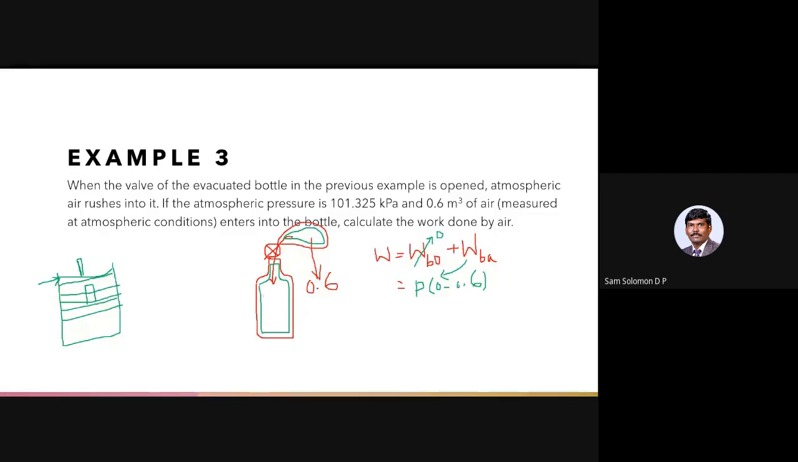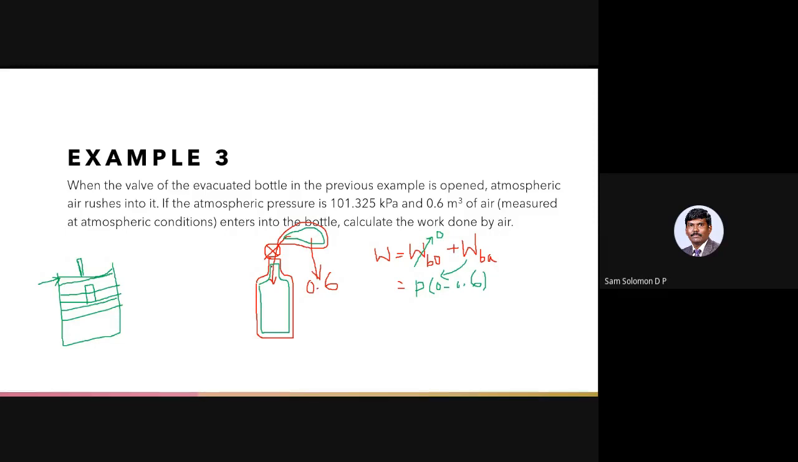So what would be the volume of the balloon here when all 0.6 meter cube of air has entered into the bottle? It would be 0. What would be the volume of air inside the balloon? There is no air, so the volume of air inside the balloon is also 0. Correct. Yes, sir, the volume of air and the volume of balloon are matching. They are one and the same. So you can either say it is the work done by the air, or simply the work done by the balloon. Both are one and the same in this particular case.